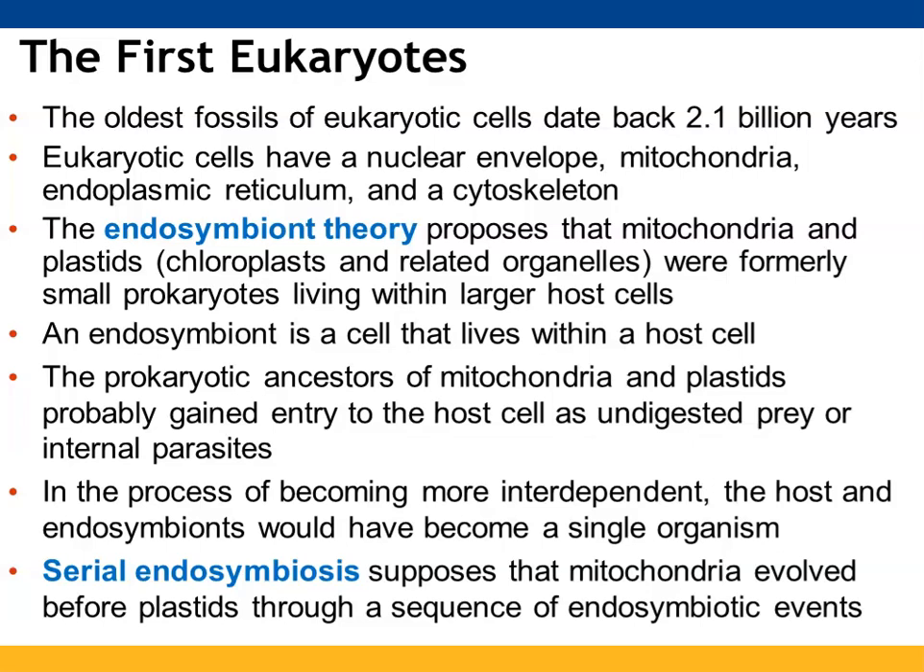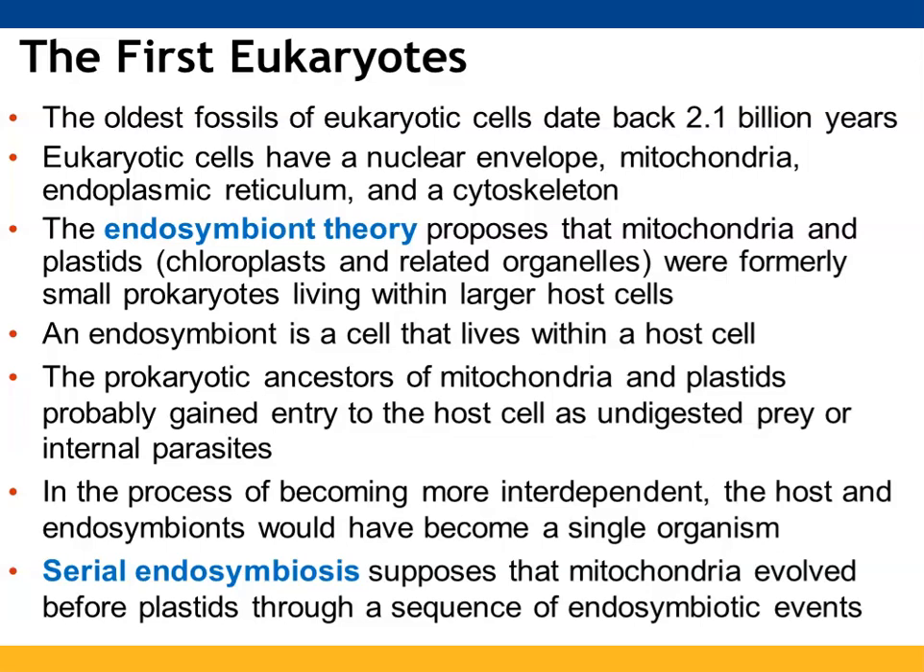This theory proposes that mitochondria and plastids, such as chloroplasts, were initially small prokaryotes that were coexisting within larger host cells, because that's what an endosymbiont is, a cell that lives within a host cell. The prokaryotic ancestors of the mitochondria and the plastids most likely gained entry to these host cells because they were undigested prey or they were internal parasites.